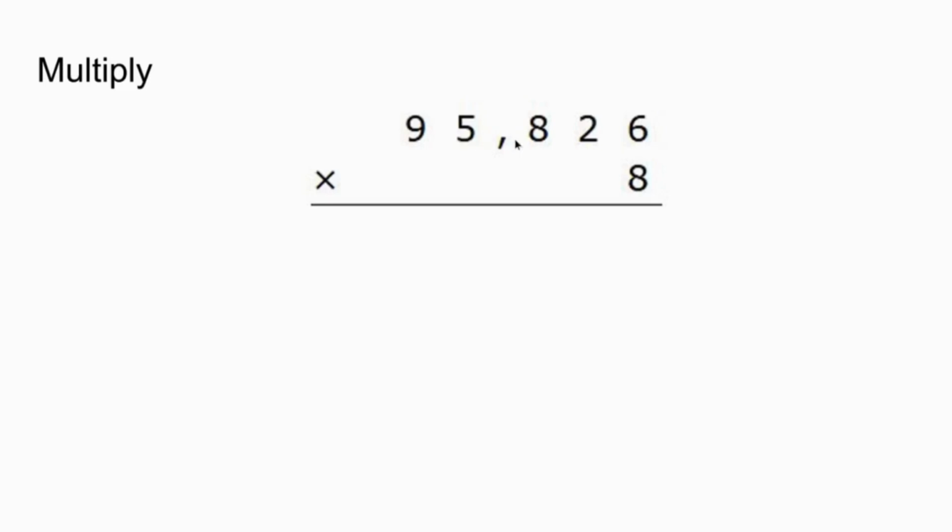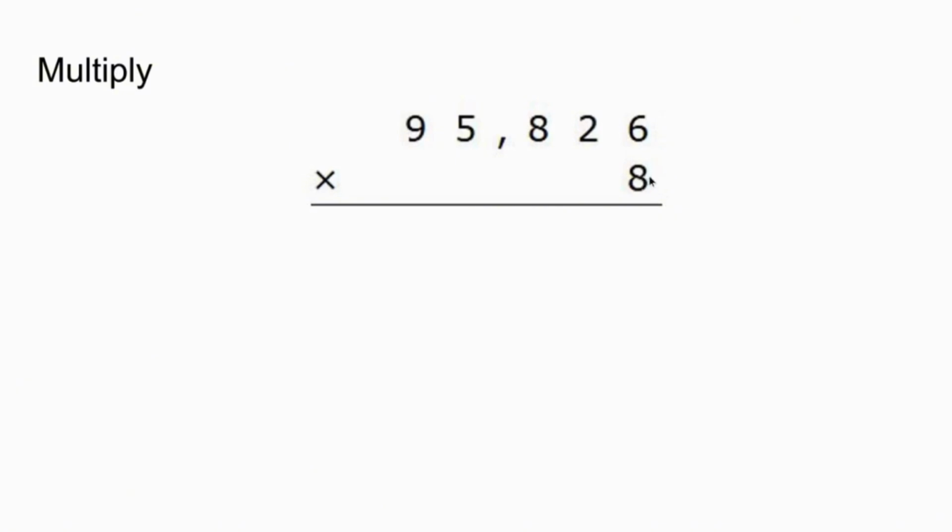Multiply 95,826 times 8. Let's start out with our 8 and multiply to all of these digits up here, right to left, remembering that we have to probably carry over digits from time to time.